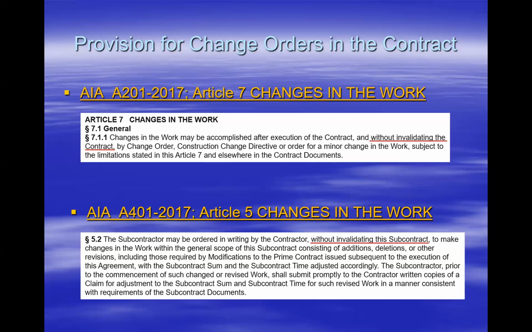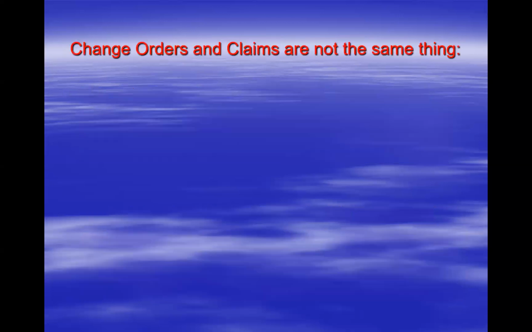I wanted to read that far because it's also very important to keep good cohesion between the subcontract and the prime contract, that we have some type of reference or follow-through clause that would tie these changes to the prime contract. So those are the two articles in the two different contracts that allow us to make changes to the contract without invalidating those contracts. Important: change orders and claims are not the same thing.